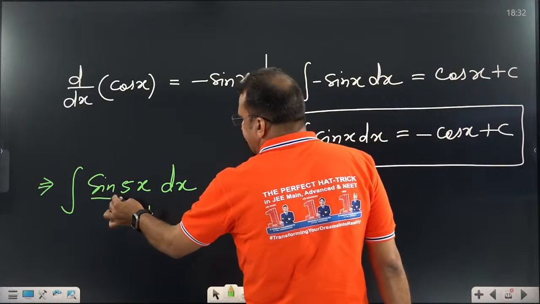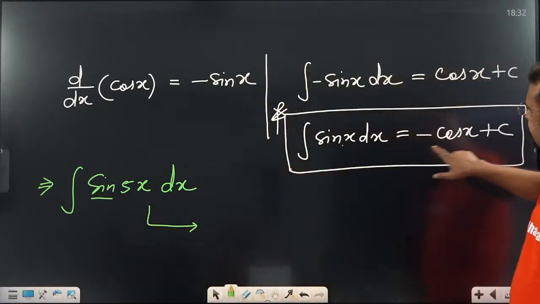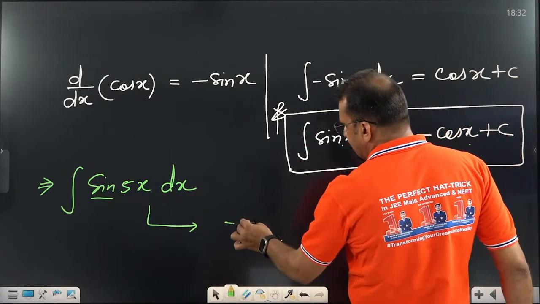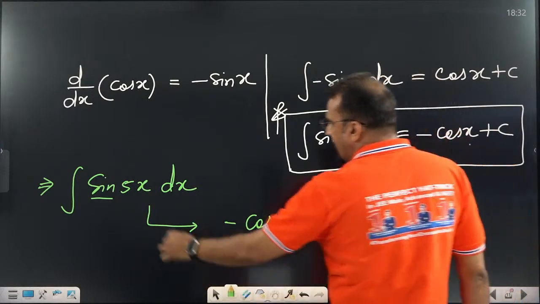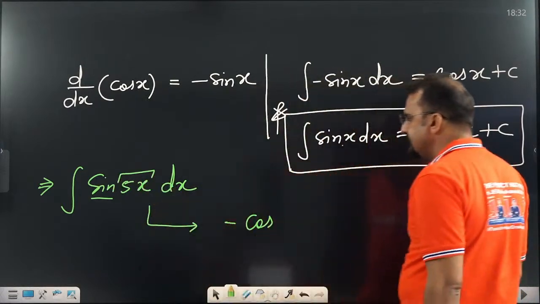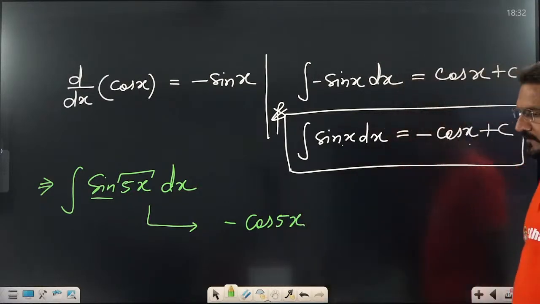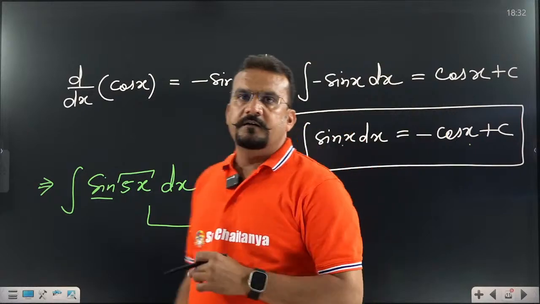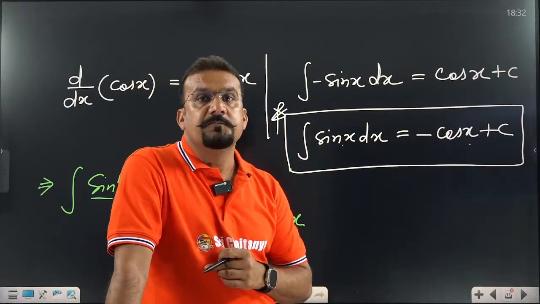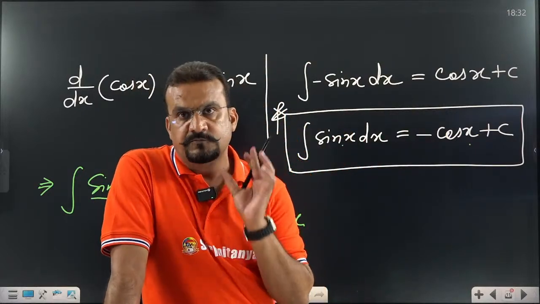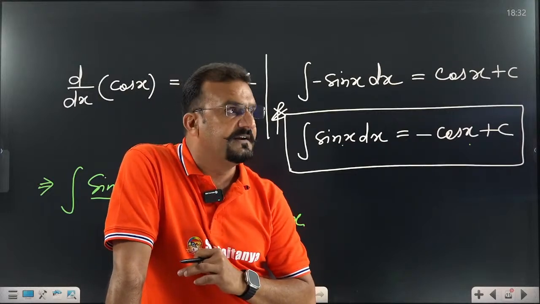What is the integration of sin x? We know that integration of sin x is going to be minus cos x. This is minus cos. And this 5x is the angle part. We can't separate that. This is going to be 5x. What is the next part? You know that whenever we are performing differentiation, we multiply the coefficient of x to that differential coefficient.